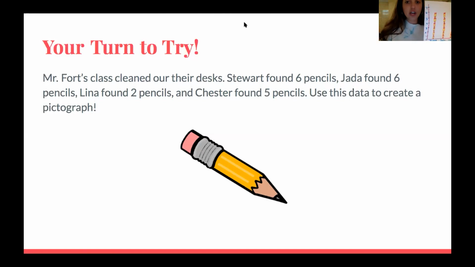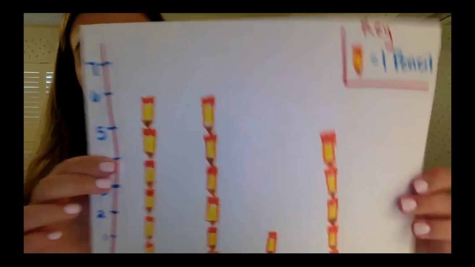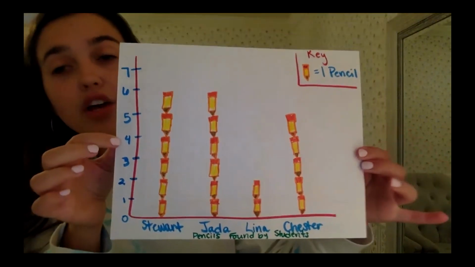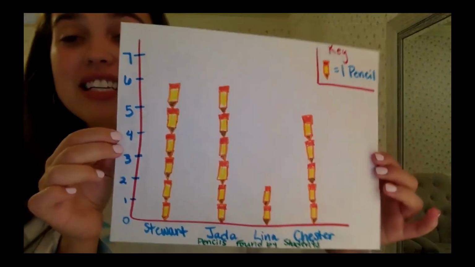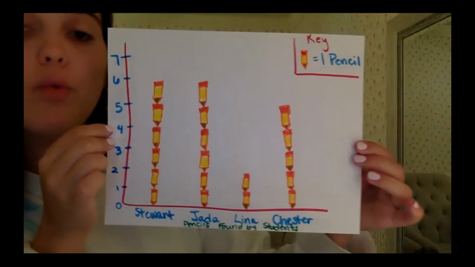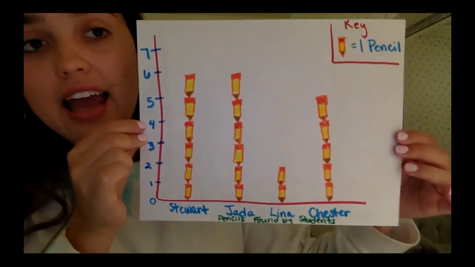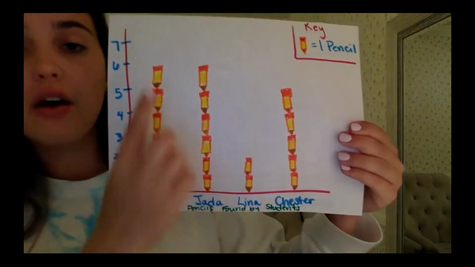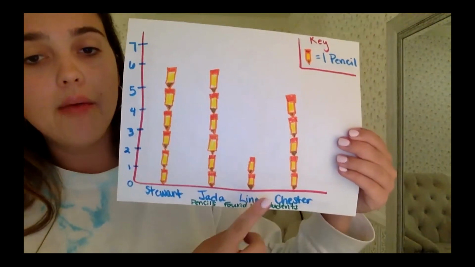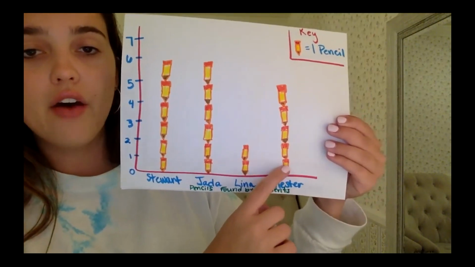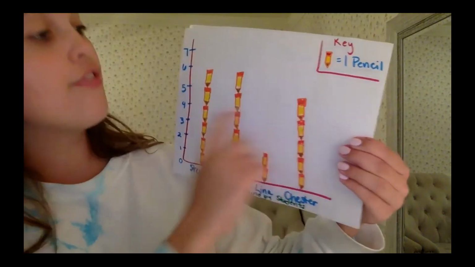I'm actually going to stop sharing my screen for a second so you guys can see this really well. There we go. And this is what yours should look like. If it doesn't, you guys can also always ask an adult for help, or try again. Maybe watch the other problems again, and I'm sure you guys will get it. But as you guys can see, both Stuart and Jada found 6. They're up here. Lena found 2, it's down here. And Chester found how many? 5. So that is what that should look like.